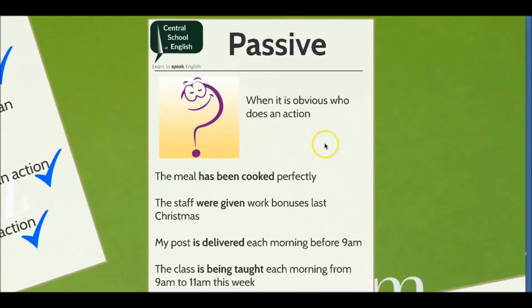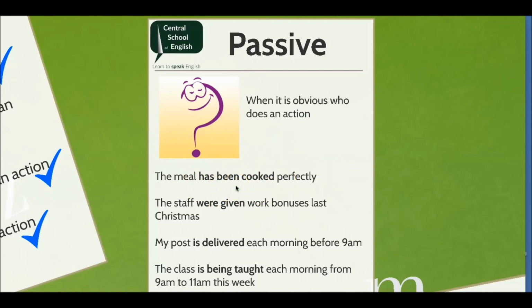We use the passive voice when it is obvious who does an action. Here are some examples of this use of the passive. The meal has been cooked perfectly. The diner in a restaurant uses the passive as it is obvious that a chef has cooked the food.